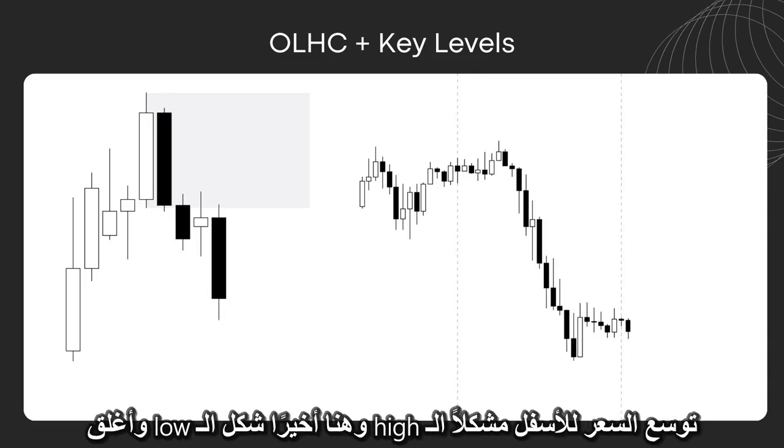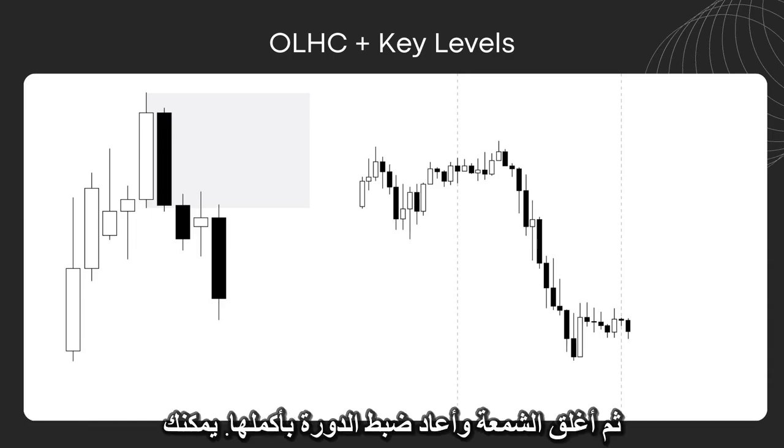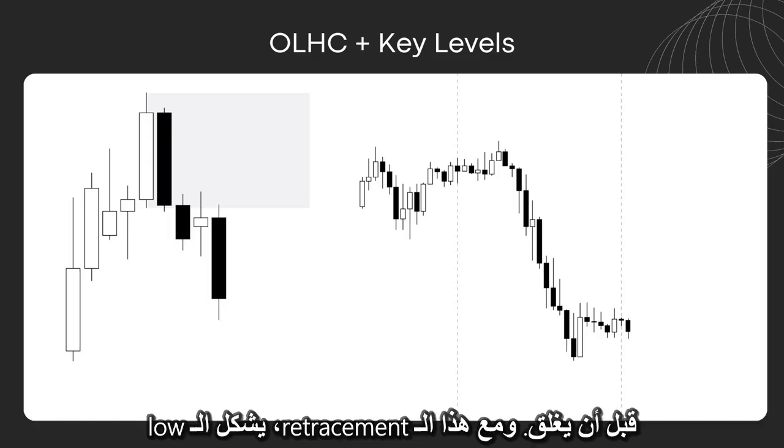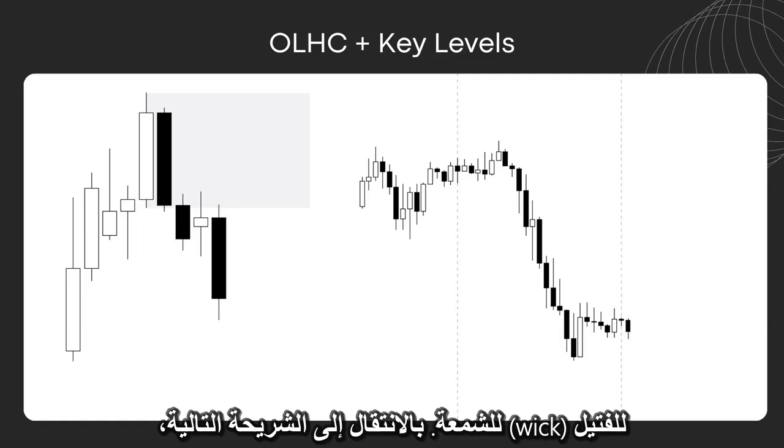And there it is. Price expanded lower, forming its high, and here finally formed its low and closed the candle and reset the whole cycle. Right? You can see more often than not before closing, it always has a small retracement before it closes, right? And with that retracement, it forms the low of the wick of the candle.